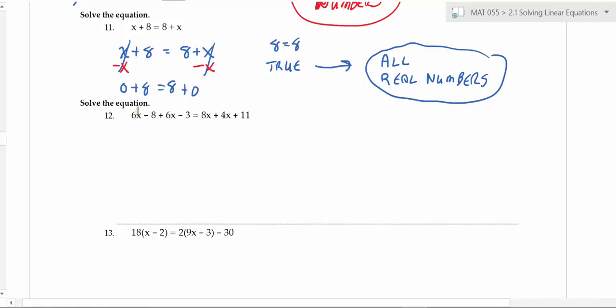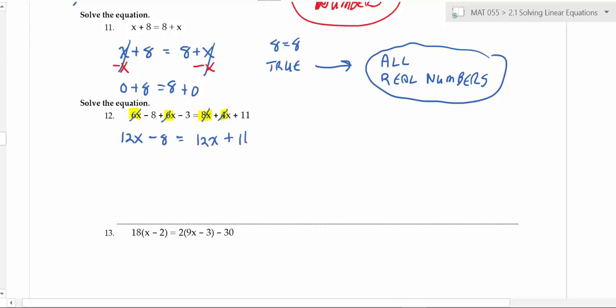Notice on this that you have some like terms. So those like terms go together. These like terms go together. Put them together on each side. So if you do that, you'll have 6x plus 6x is 12x. Bring down the minus 8. Bring your equal sign down. 8x plus 4x is 12x. And then you're left with a plus 11.